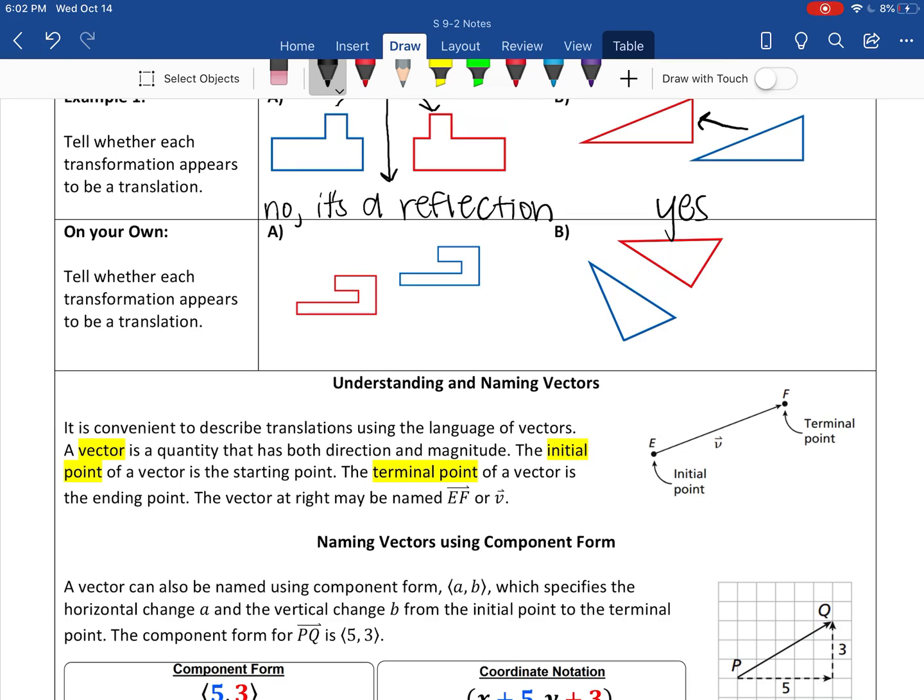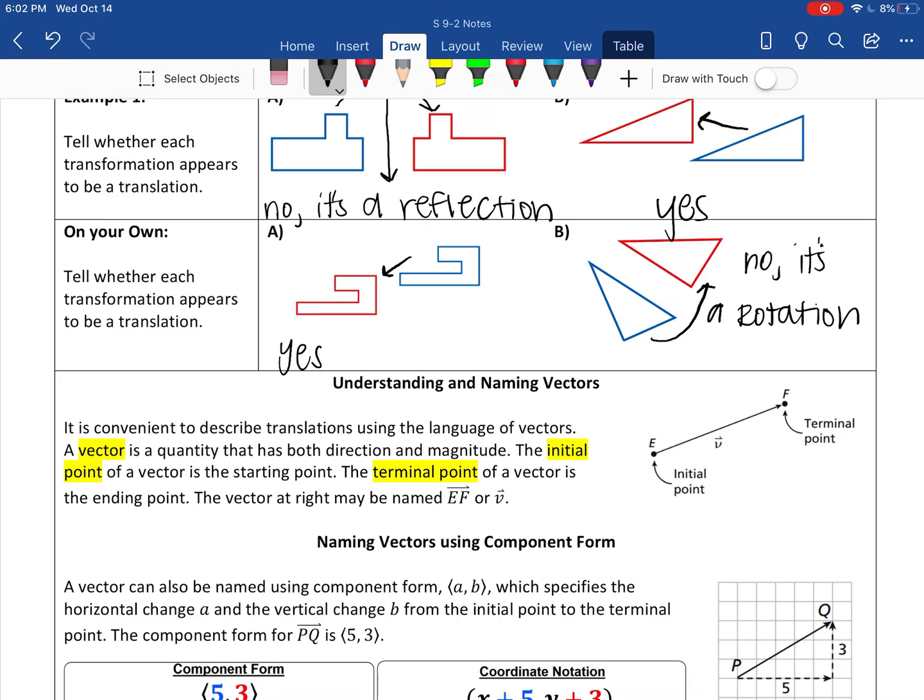All right, so looking at this one, we can say that, yes, it is a translation because the blue figure slides down and to the left. So we can say that, yes, this is a translation. And then looking at this one, it actually rotates. It rotates from here all the way up to there. So we can say, no, it's a rotation. All right, so that showed you the difference between a translation and a rotation and a reflection.